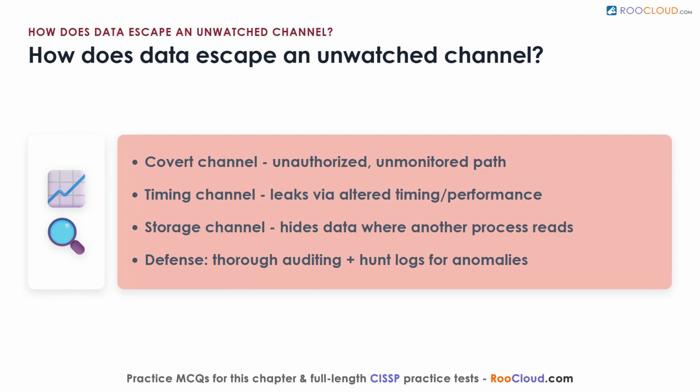There are two flavors. A covert timing channel leaks information by subtly altering the timing or performance of a component, like nudging a system's behavior in a pattern an observer can decode. A covert storage channel hides data by writing it somewhere another process can quietly read, such as unused disk space the operating system ignores. Both are hard to catch because they live outside your normal oversight. Your best defense is thorough auditing and hunting the logs for anomalies. Think of tapping a coded rhythm on a shared wall that the guards never think to listen to.